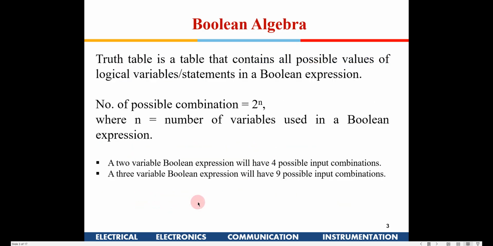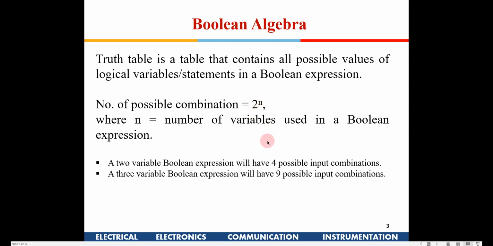Now the next term I am going to introduce to you is the truth table. If you have a Boolean variable, you will have a set of inputs. There could be one Boolean variable, or more than one input variable. If you have n input variables, then there are 2 to the power of n possible input combinations. Why 2? Because each of them can take only 2 logical states, 0 or 1.